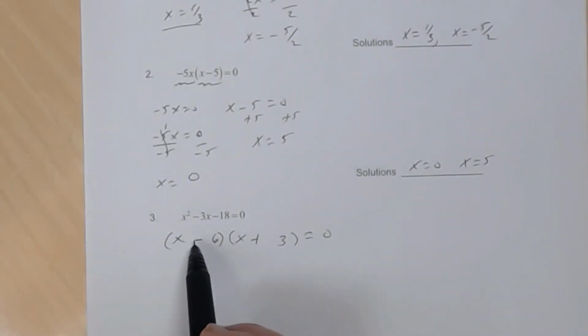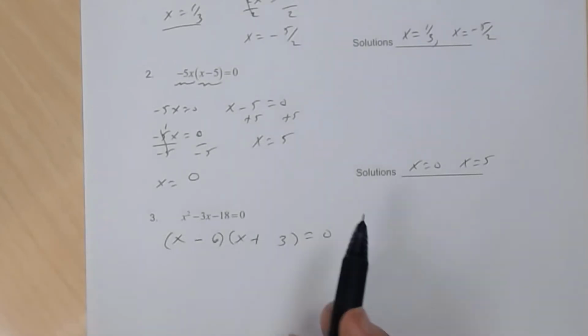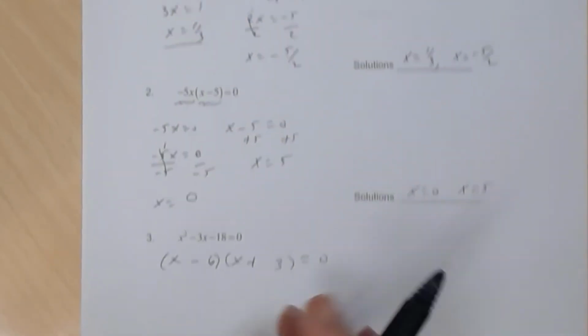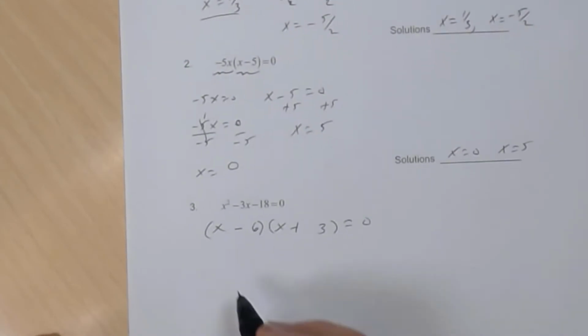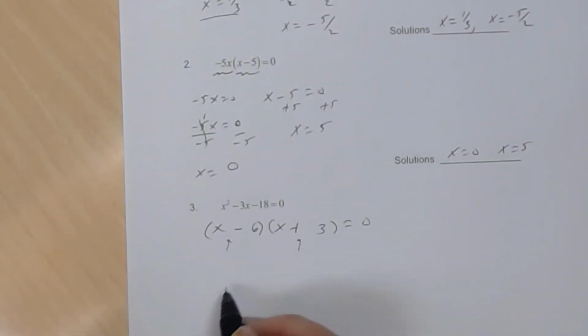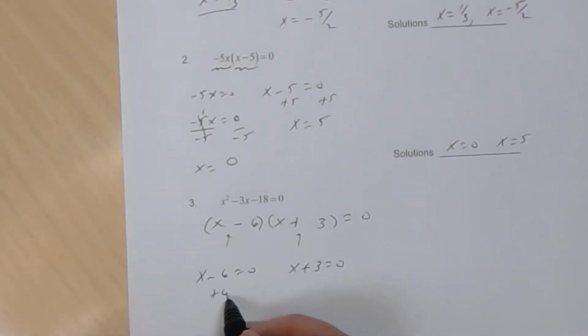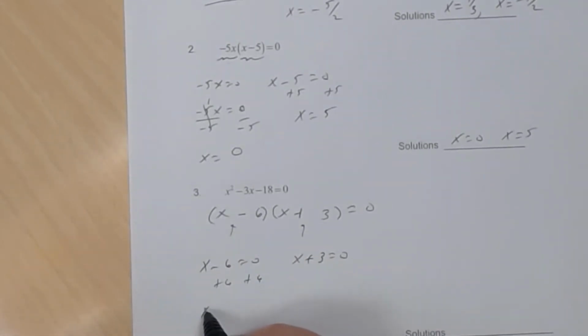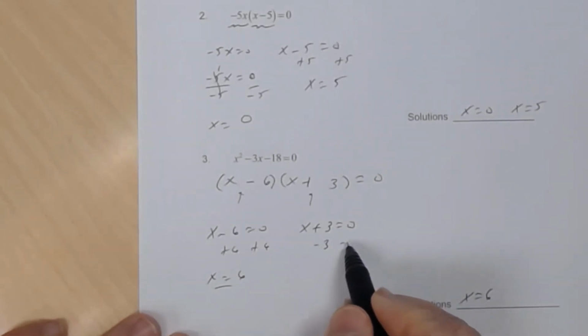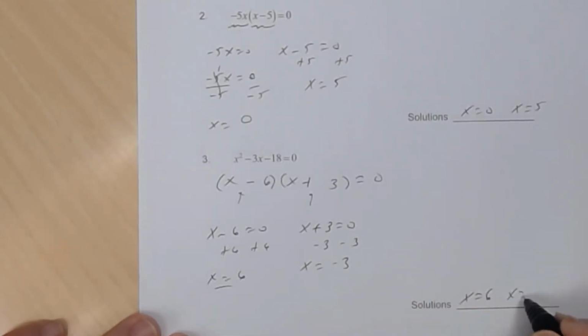So the first step is to factor. The next step is to use the zero factor property. So I'm going to set each factor equal to 0. There are two factors here. So I get x minus 6 equals 0, x plus 3 equals 0. Then add 6 to both sides. Notice I went from a quadratic equation to two linear equations. And so x equals 6 is one solution. And for the other one, subtract 3 from both sides to get x equals -3.